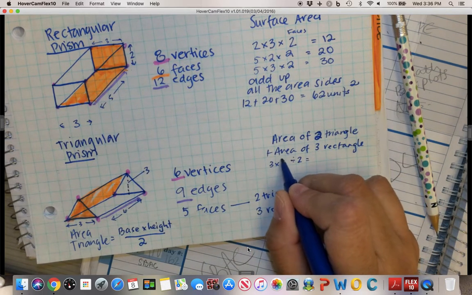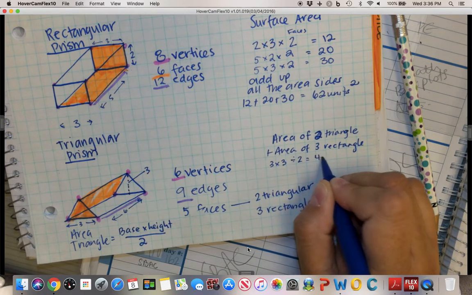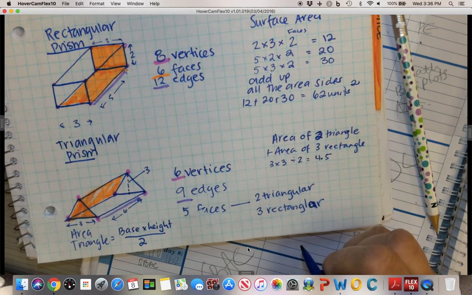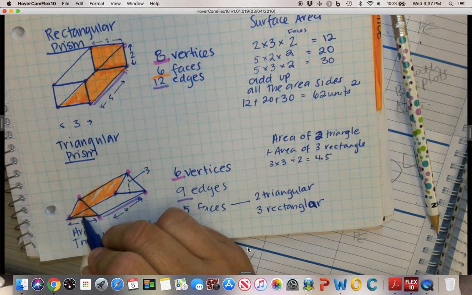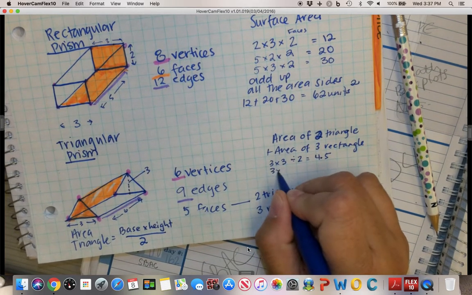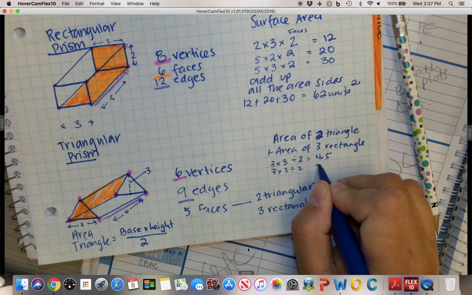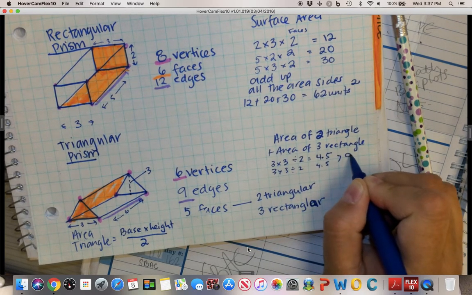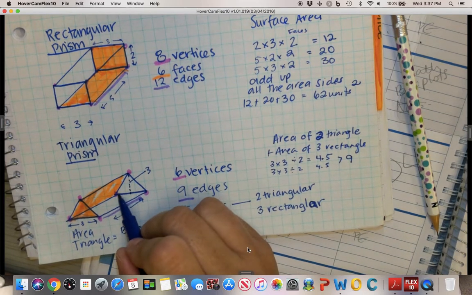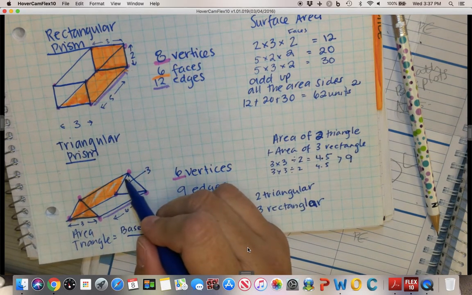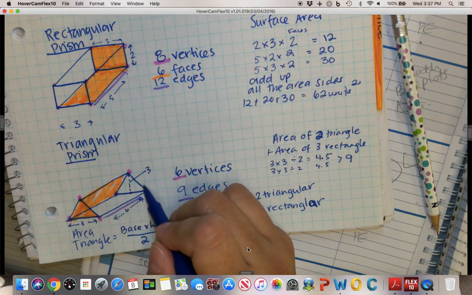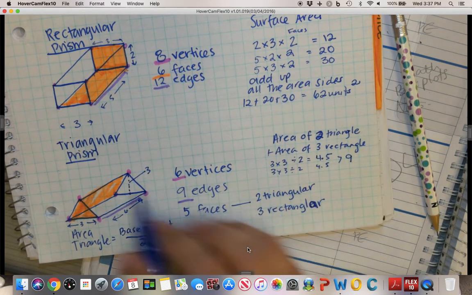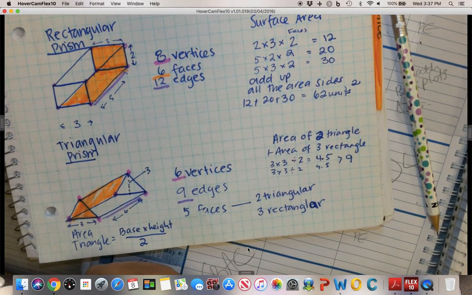3 times 3 is 9. 9 divided by 2 is 4.5. I do it for this side. 3 times 3 divided by 2 is 4.5. But when I add 4.5 and 4.5, I get 9. So if I just figure out 3 times 3, which is 9, then I know I have both faces.